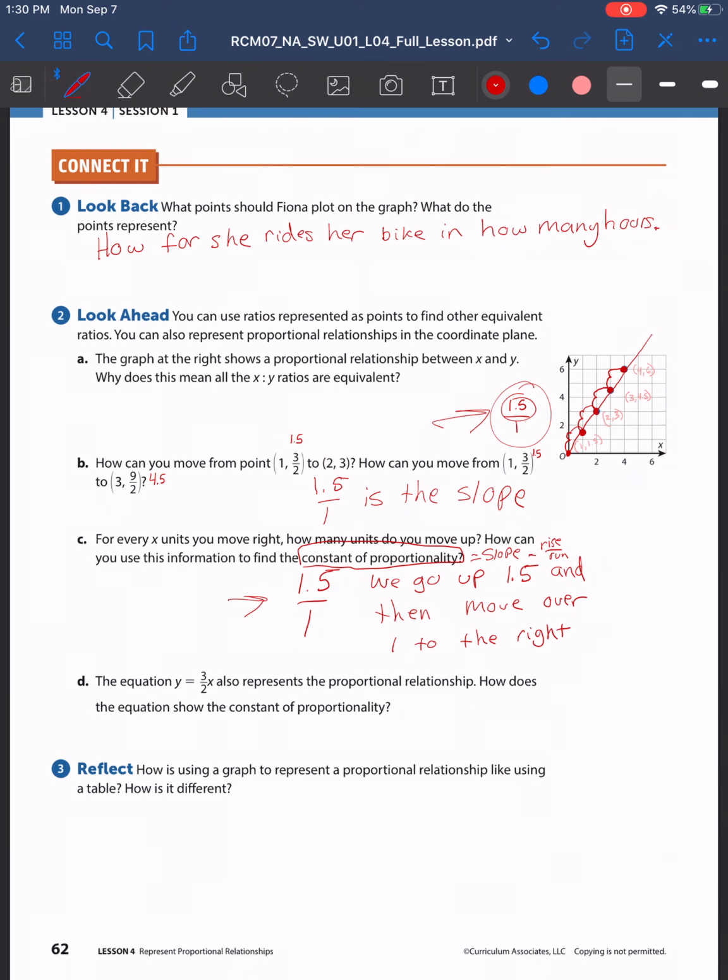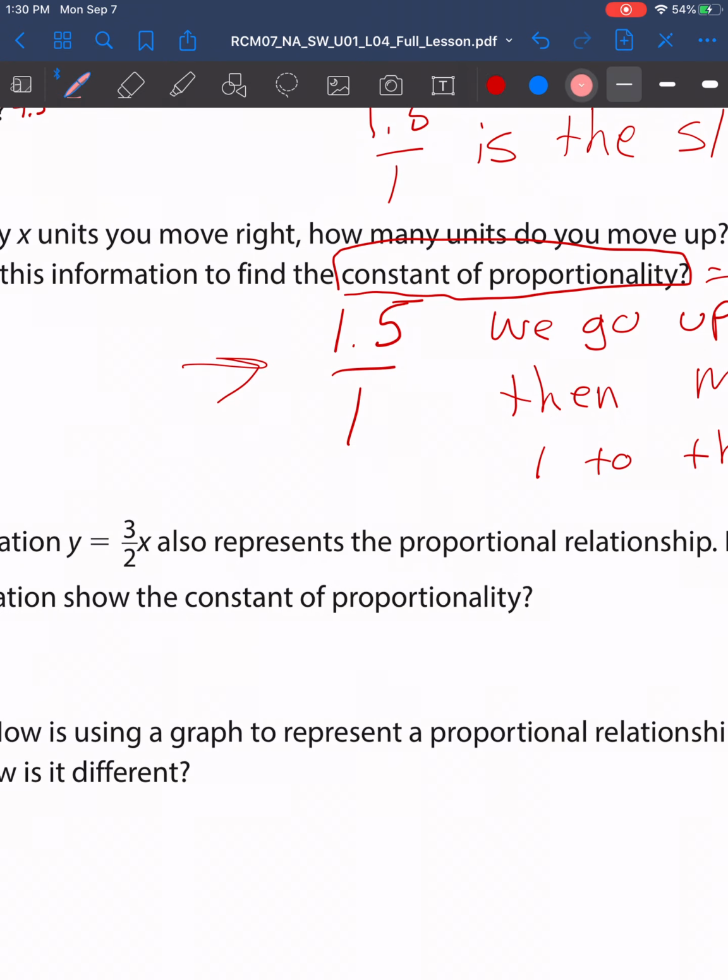The equation y equals 3.5x also represents the proportional relationship. How does the equation show the constant of proportionality? I'm going to give you guys a little tip here. This is not something that you guys have learned yet, but there is this equation called y equals mx plus b. Okay? And this is a normal line equation. So what we'll do is we'll memorize what each of these means. M stands for slope.